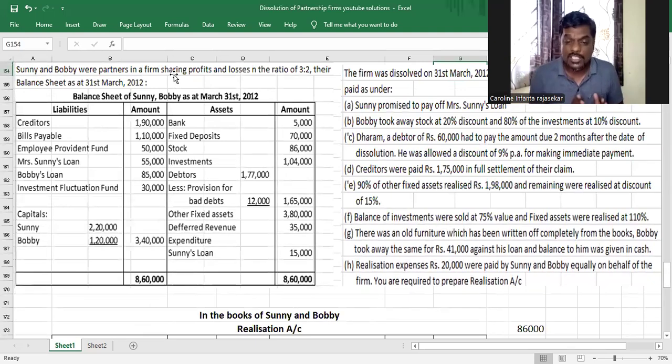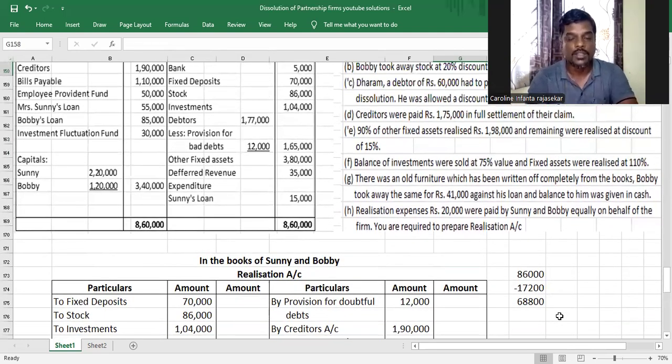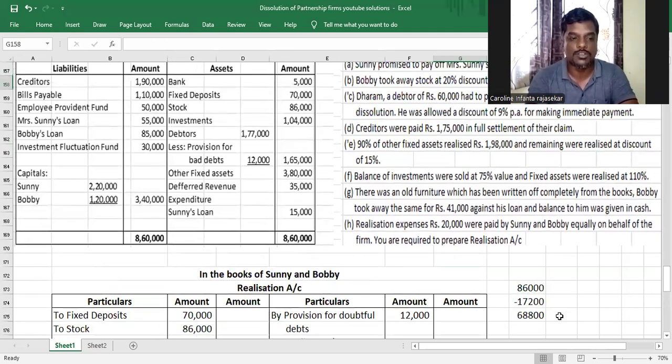And he didn't stop there. Bobby didn't stop there. He took away 80% of the investment at 10% discount. Again, Bobby is acting smart, that joker. He could not take the entire investment. He had to take only 80% of the investment. And he will not take it at book value either, because he has to make our life difficult. He's taking it at 10% discount. But my dear Bobby, you know how to solve this. So you're not making it difficult for us actually.